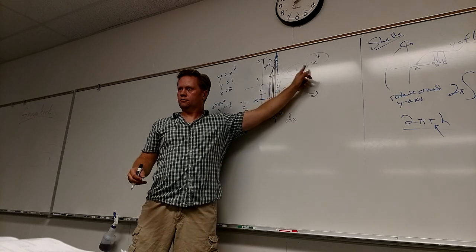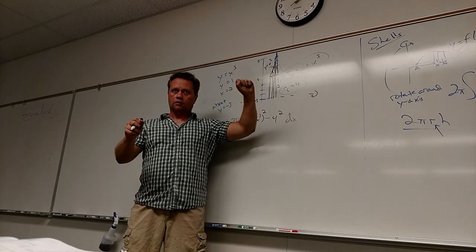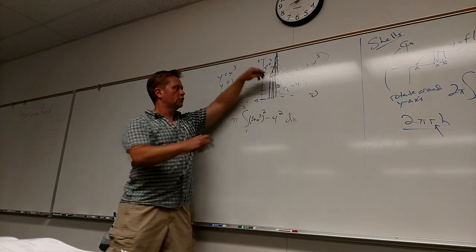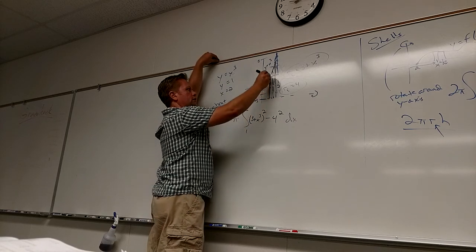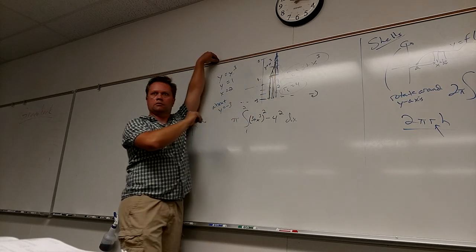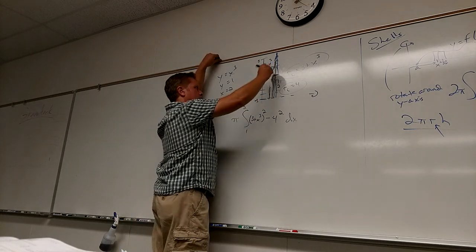x cubed plus 3. You won't make that 4 mistake from earlier. So here, how do I do the inner radius? I started at the axis, and I went out till I hit the inner wall. How do I get the outer radius? I started at the axis to go out until I hit the outer wall.